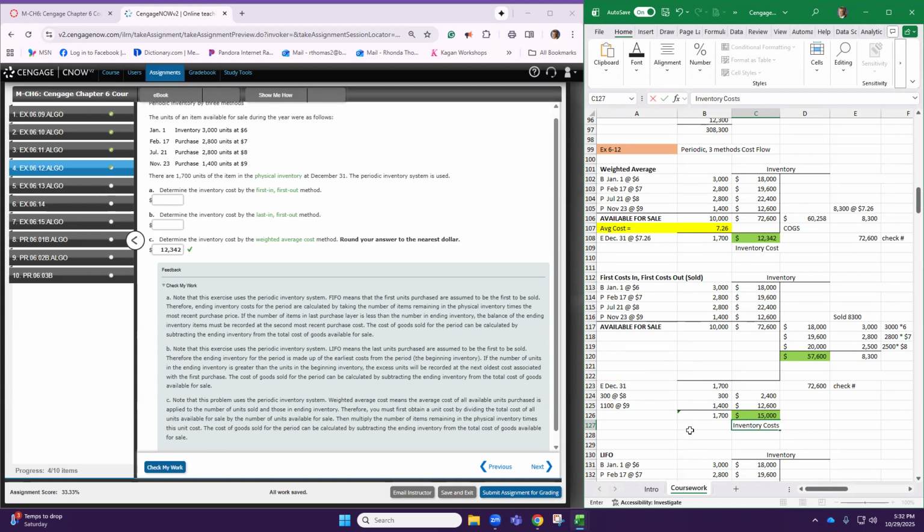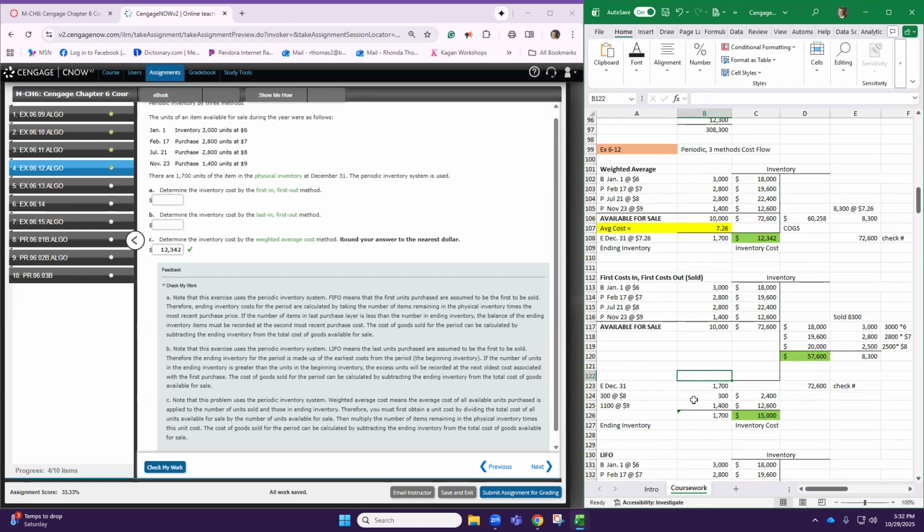So this is also ending inventory, right? Ending inventory. That's another word for inventory cost. Okay, so I can use that also up here. Ending inventory for the average. All right.